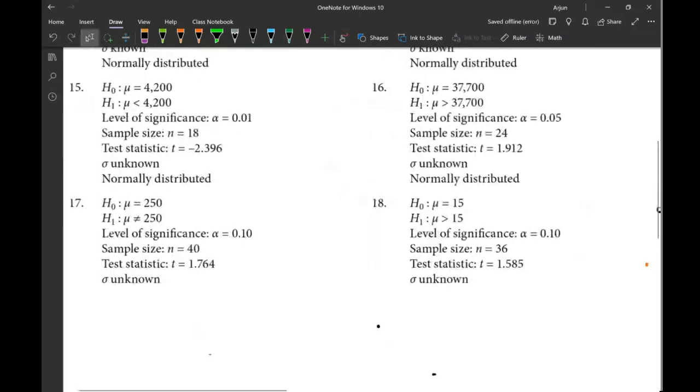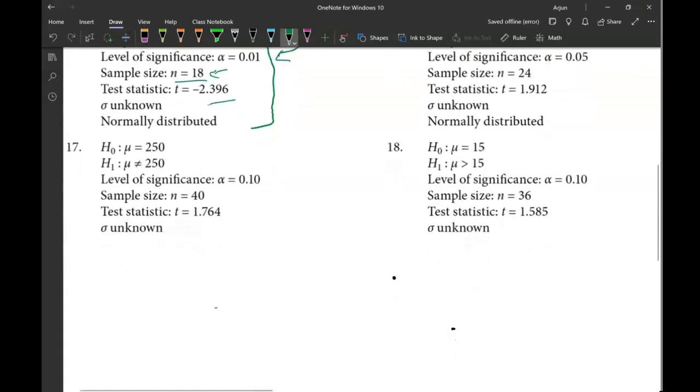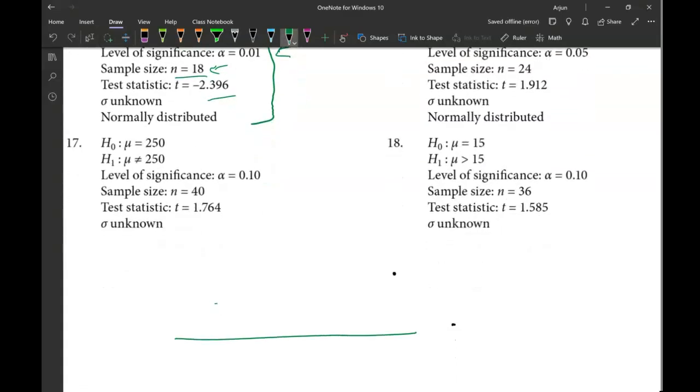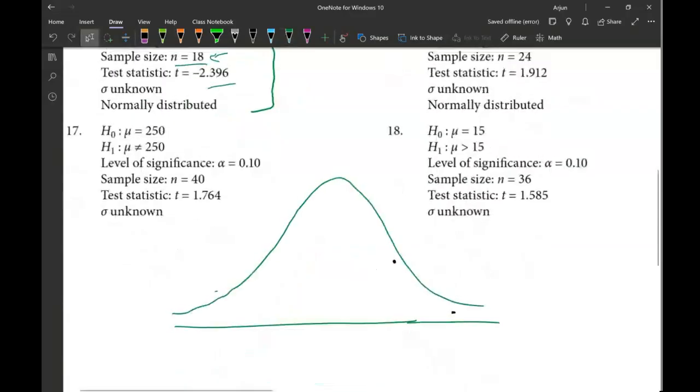Anyhow, let's look into this question number 15. The mean value is given to us. Mean value is less than 4200. Level of significance is given to me. Sample size is less than 30, which is 18. T value is given to me. So if I were to draw it on the distribution, it will be a left tail. I can clearly see it is a left tail.